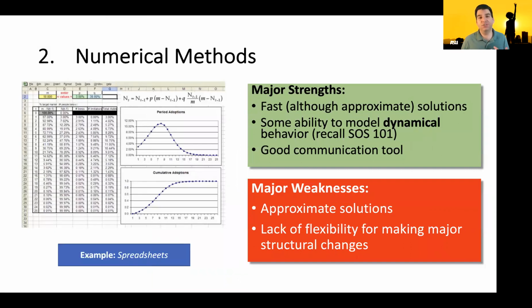An alternative is to use so-called numerical methods, where you still use complex mathematical models, but instead of trying to solve them with calculus, you take the equations and solve them numerically, which just means that instead of looking for a mathematical expression as a solution, you look for a graph as a solution.